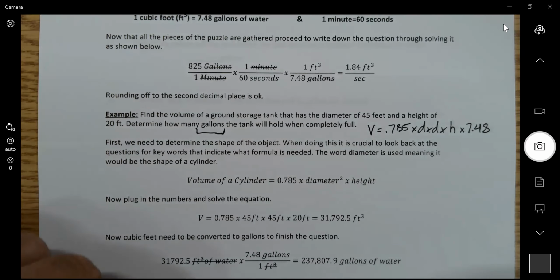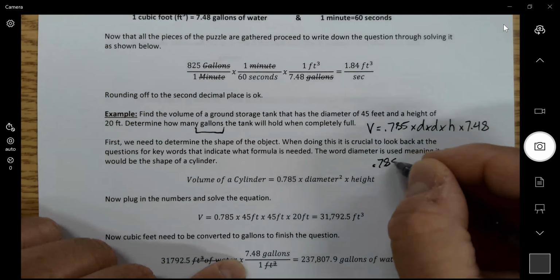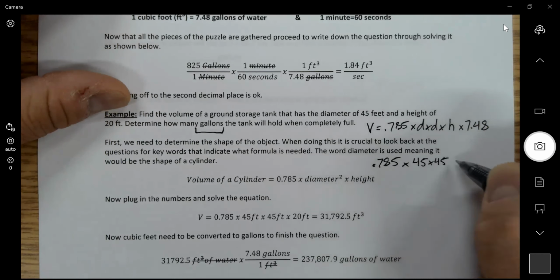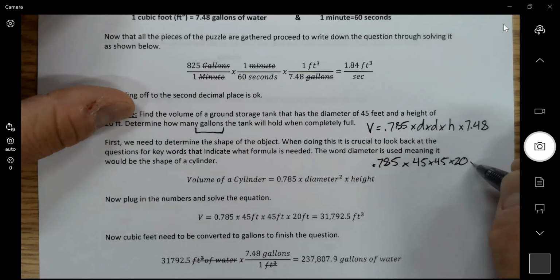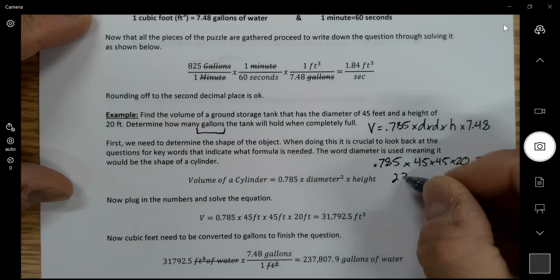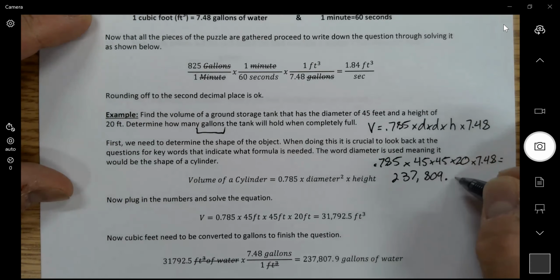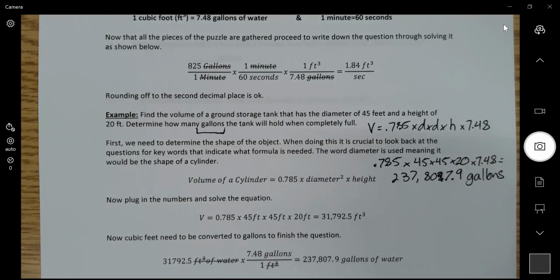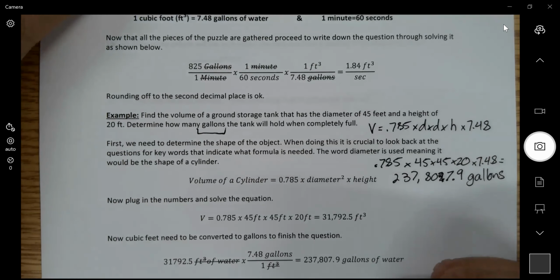So this is what our equation is going to look like, right? So let's go ahead and insert the stuff we know. Diameter is 45 feet, so 45 times 45 times 20. And then I got to get it to gallons, so let's multiply it by 7.48. 0.785 times... 237,807.9 gallons, okay? So that's how many gallons the tank will hold.